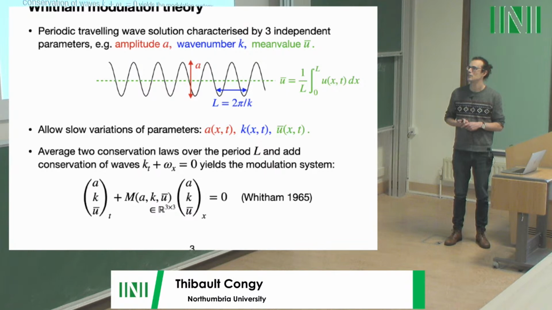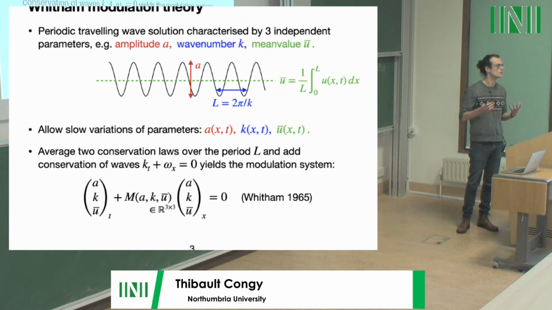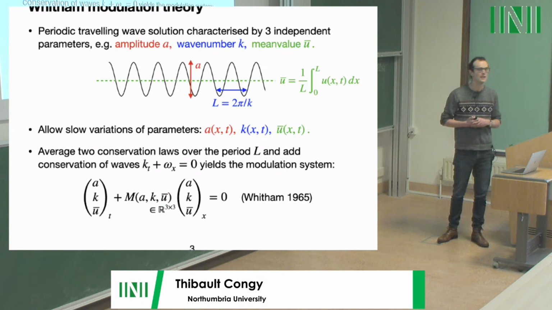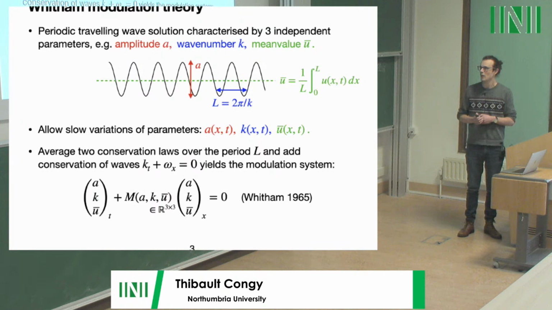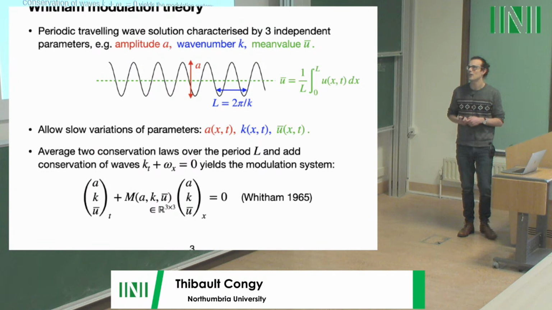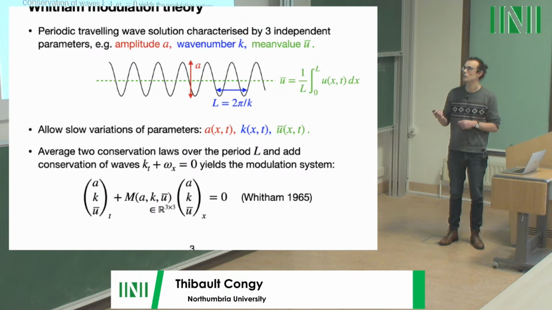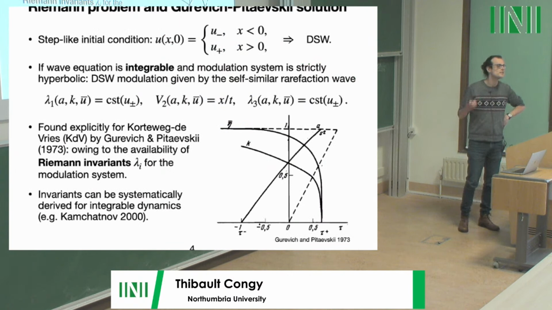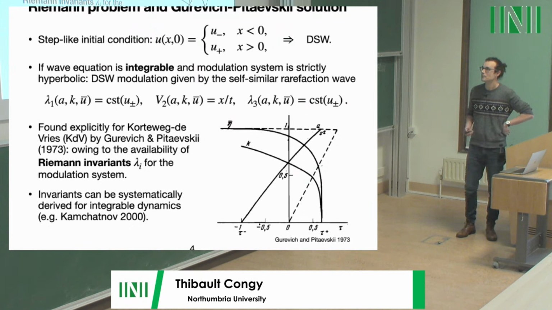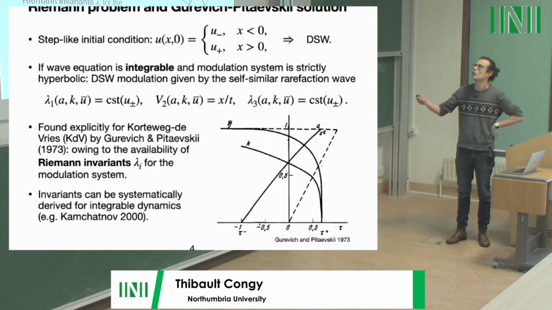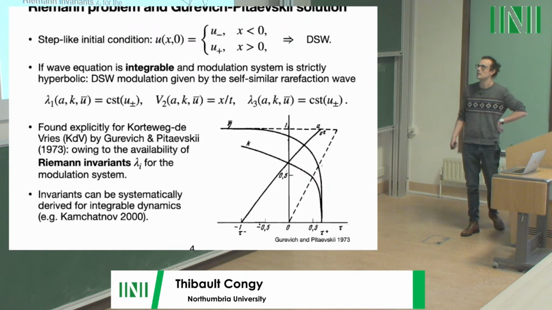M here is a 3x3 matrix. It's a quasilinear system, and it was first obtained by Whitham in his famous paper of '65. There are many things to say about this system, but I won't have time to talk too much about it. So what do you do when you obtain this system? Today, I will talk about dispersive shock waves generated by an initial step, a so-called Riemann problem. Here, suppose that I start with u minus on the left, u plus on the right, and you have seen in the video that it generates this dispersive shock wave.